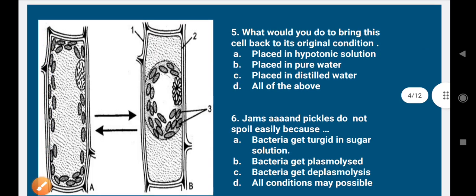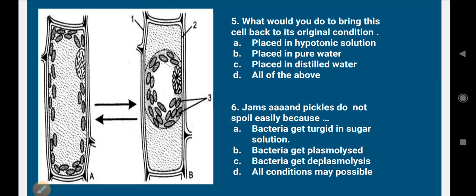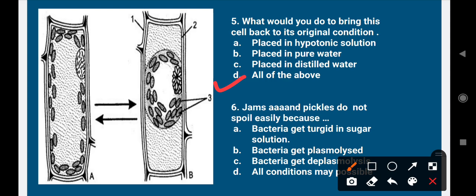Now next question is, what would you do to bring this cell back to its original condition? If you want to do deplasmolysis, then you need to keep the cell in water. It could be a hypotonic solution, because hypotonic solution means there is a less quantity of solute and more quantity of water. It could be placed in pure water, that is also a correct option. It could be placed in distilled water, that is also a correct answer. So here the correct answer is all of the above.